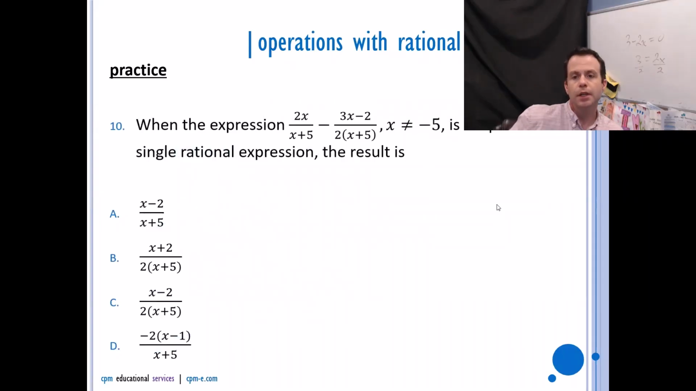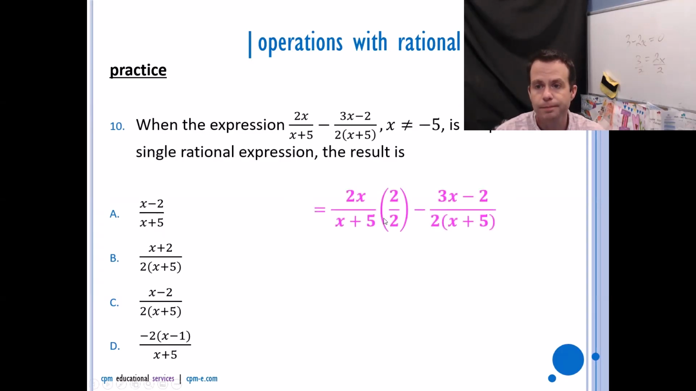When the expression 2x over x plus 5 minus 3x minus 2 over 2 times x plus 5 is simplified to a single rational expression, the result is. So again, here I go trying to get a common denominator. I already have a 2 and an x plus 5 on this guy. I have the x plus 5 here, but I don't have the 2. So essentially, I just need to put a 2 on the top and on the bottom there.